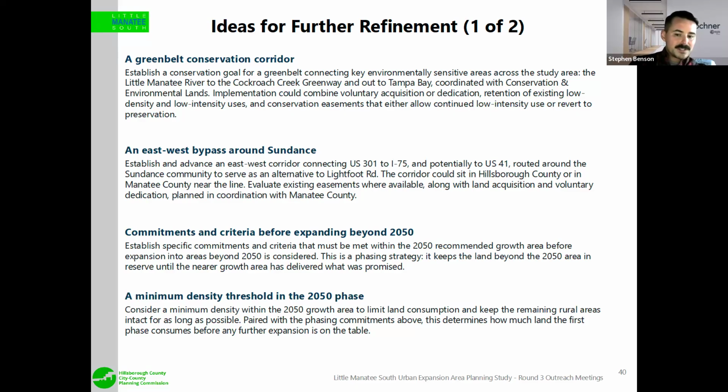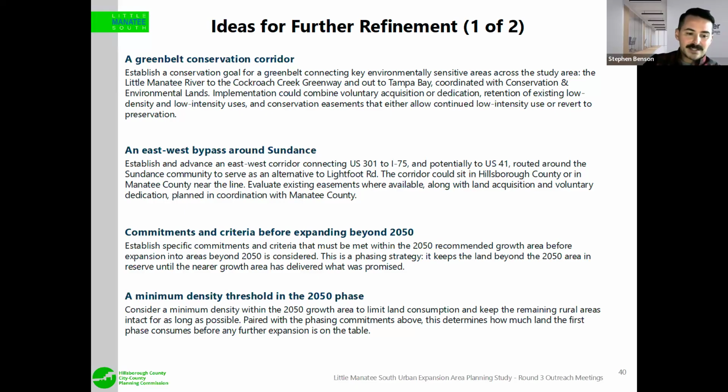These are requirements that would be essentially a phasing strategy and would keep the land beyond 2050, the area that was shown in the beyond 2050 shading, in a reserve until the nearer growth area has been delivered and has been delivered in the manner that was promised. So one of the ways to do that is really the next recommendation, which is looking at those 2050 phases and setting a minimum density threshold for those phases, those small areas that were carve outs for the initial 2050 phase.